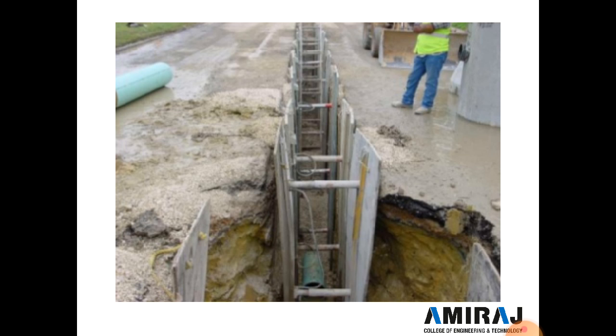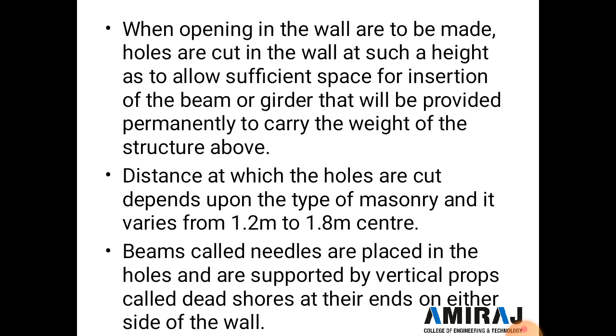So here also in dead shoring, see this figure, in this figure you can exactly see support is provided in a wall. Now when the openings in the wall are to be made, holes are cut in the wall at such a height as to allow sufficient space for insertion of a beam or a girder that will be provided permanently to carry the weight of the structure above.